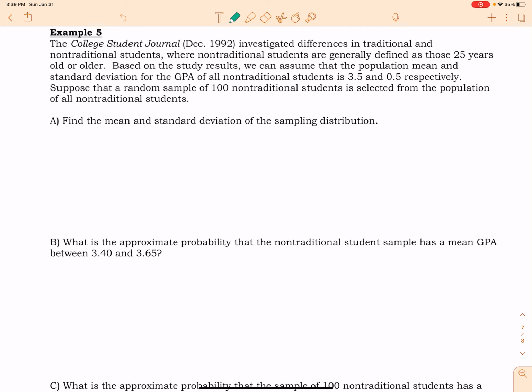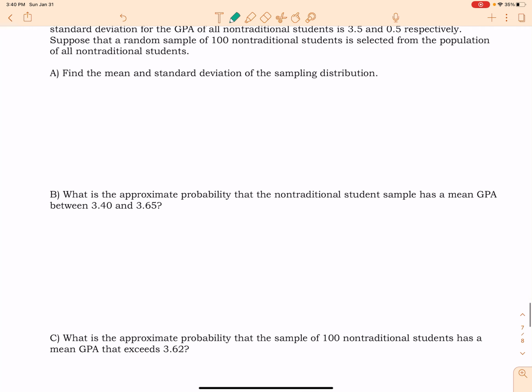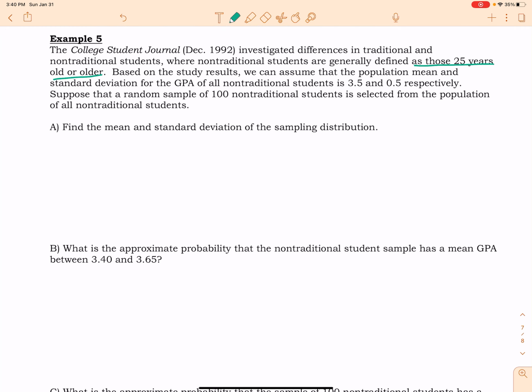So basically what we have here, we have non-traditional students that attend college, and those are defined as those who are 25 years old or older. We're told that the GPA of those non-traditional students tends to have a mean of 3.5 and a standard deviation of 0.5 respectively. So we are going to take a random sample of 100 non-traditional students from the population. In part A, we are told to find the mean and standard deviation of the sampling distribution.